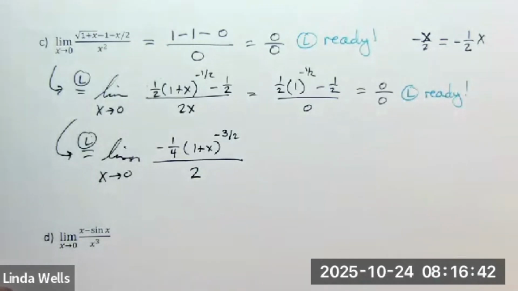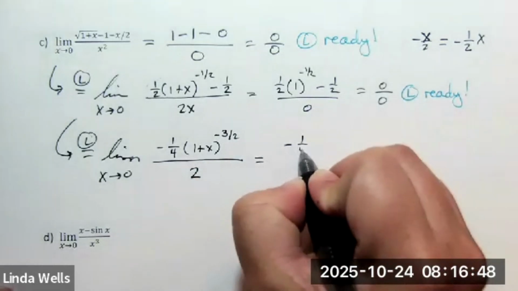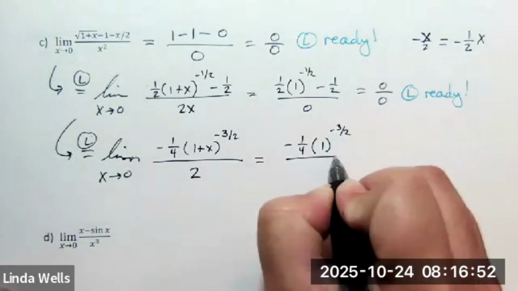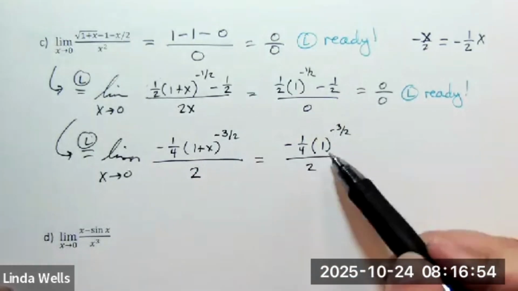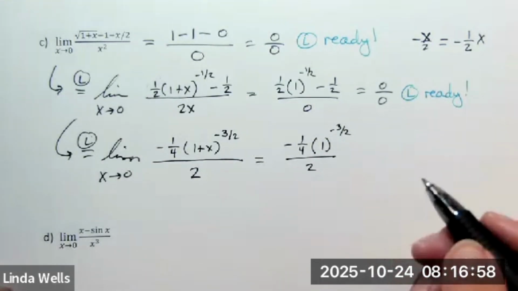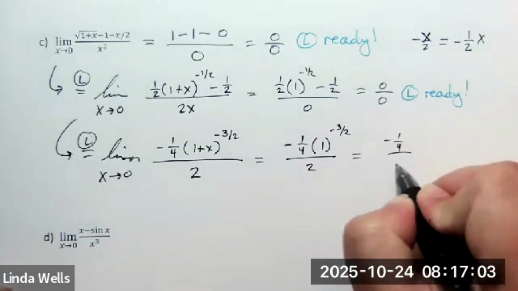Good. All right. You did L'Hopital. You did the derivative of the top. You did the derivative of the bottom. Now plug it in. All right, so I have negative 1/4 times, well, that would just be 1 to the negative 3/2 over 2. 1 to a power. 1. It's just 1. You can work it out if you want to, but it is just 1. So negative 1/4 over 2.